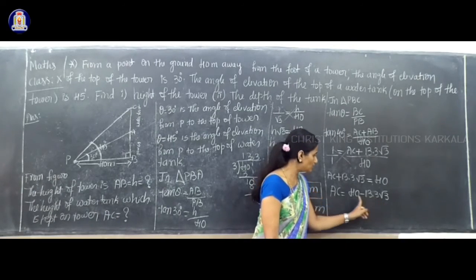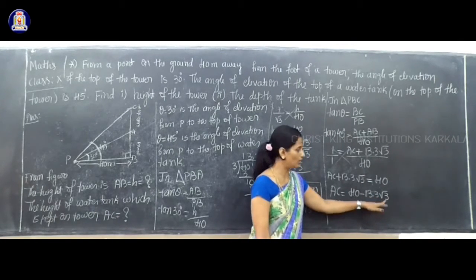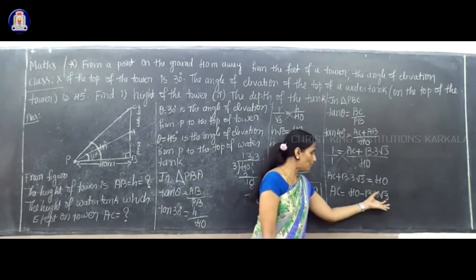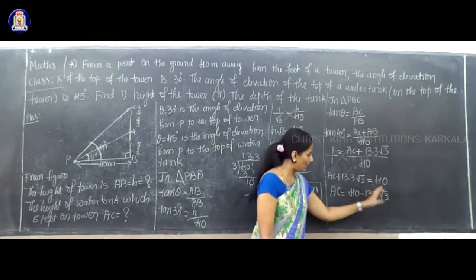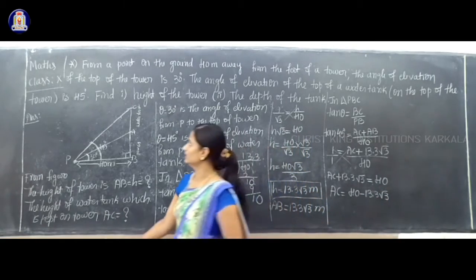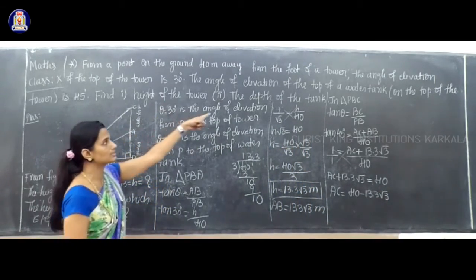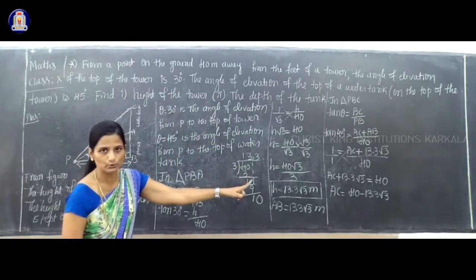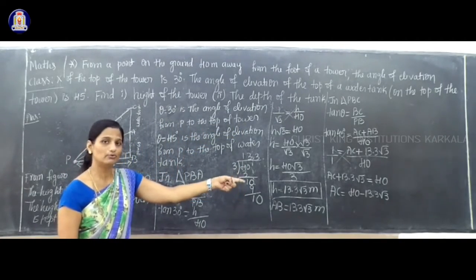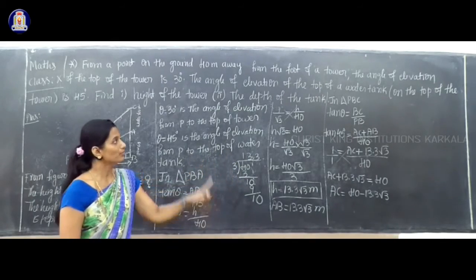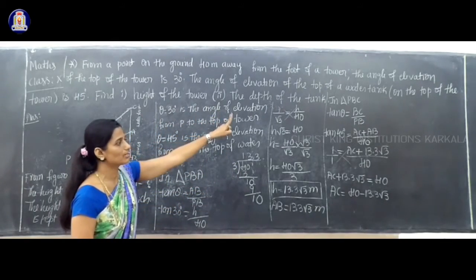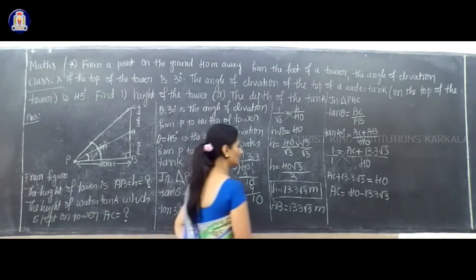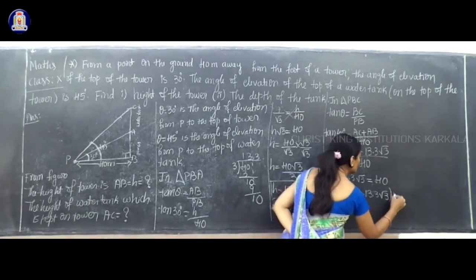AC is 40 minus 13.3 root 3. So is it possible to subtract this? No, because this is a root 3 term and this is a complete number, so it is not possible to subtract. And the value of root 3 is not given here. Is it given? No. If it is given, substitute root 3. What is the value of root 3? 1.7, right? But in this question it is not given as root 3 is equal to, so keep your answer as it is. So this is your answer, in meters.